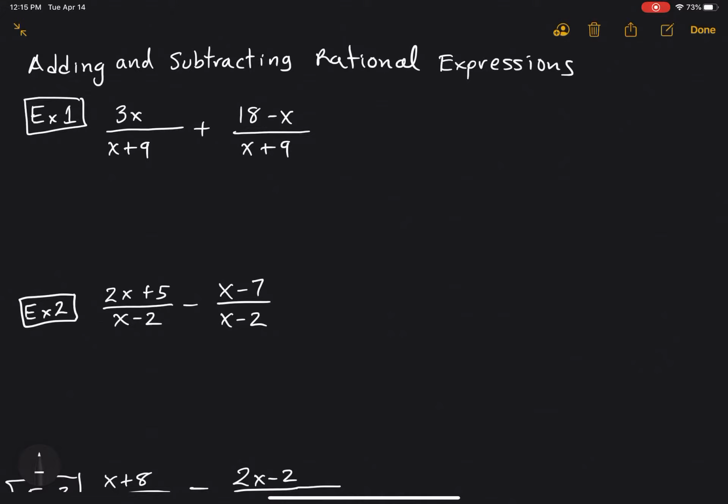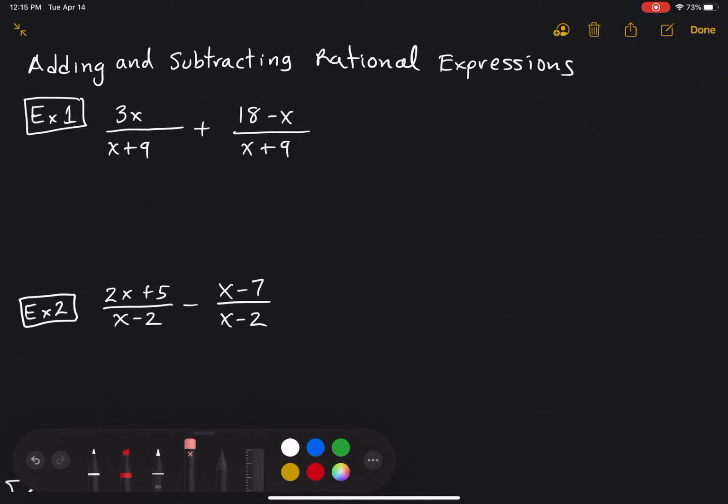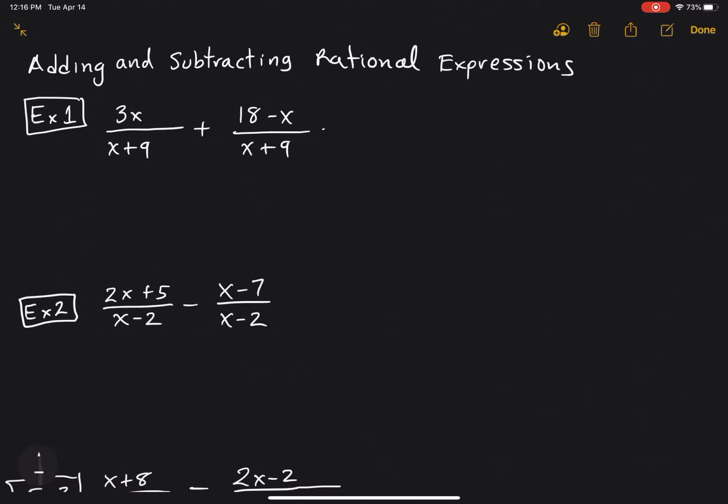In this case, in example number 1, we have 3x over x plus 9 plus 18 minus x over x plus 9. Please note again, we have the same denominator, and so what we need to do when we have the same denominator is we just bring over the denominator, which in this case is x plus 9, and we're going to add or subtract. In this case, we're going to add 3x plus 18 minus x, and then we just simplify whatever that gives us.